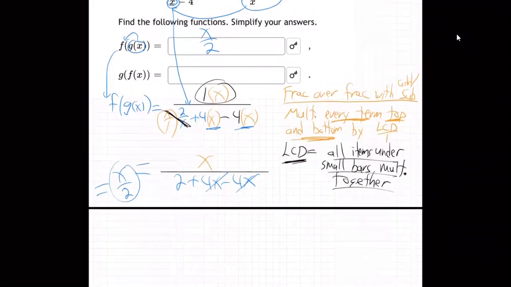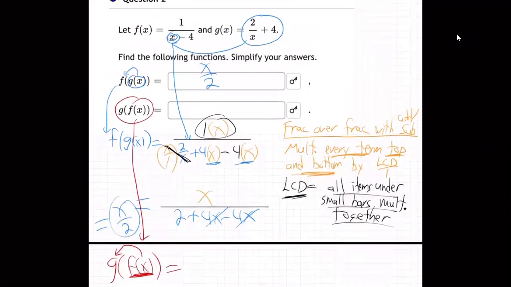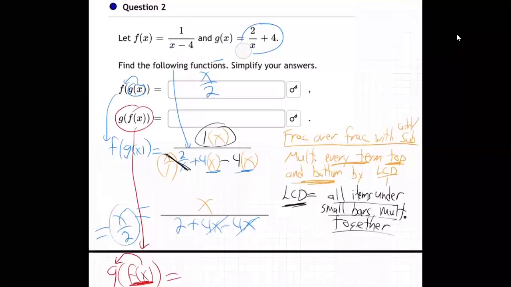Now let's do the second part of the question. So I'm going to come down here, grab this, bring it down here. So G of f of x. Now we're going the other way. We're putting f into G. F is inside of G. So I grab all of f. Let me go back up here. Grab all of f and plug it right in there to G.